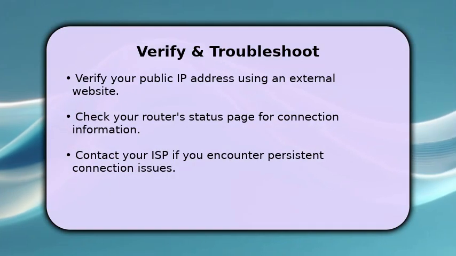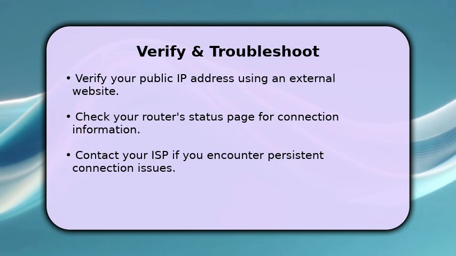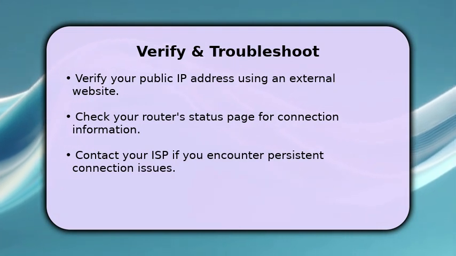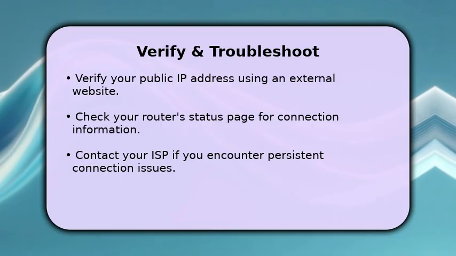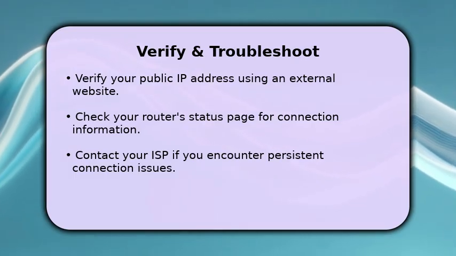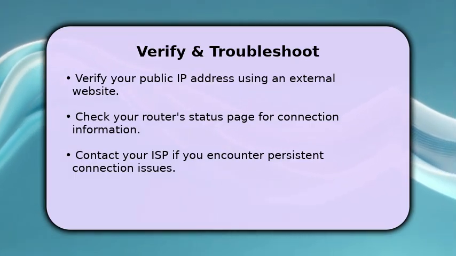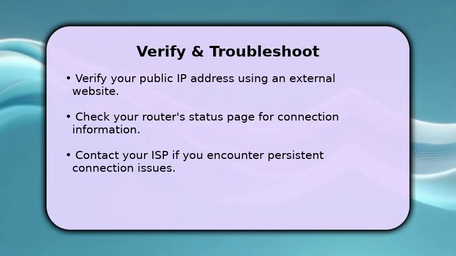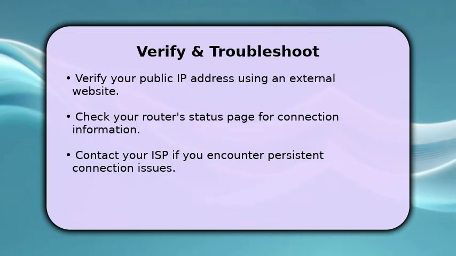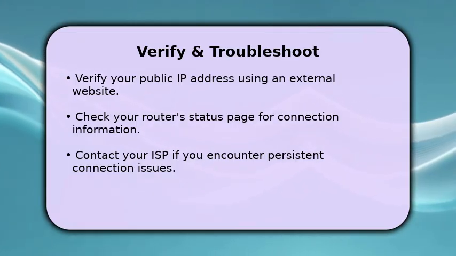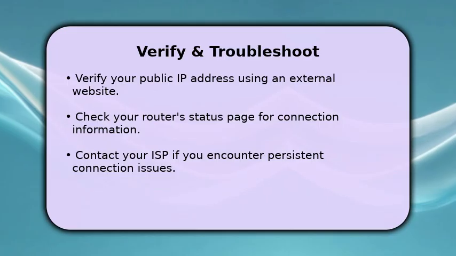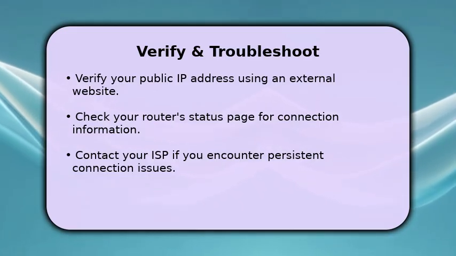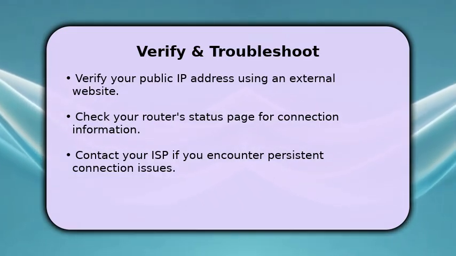After making changes, it's crucial to verify your new public IP. You can do this by visiting a website like What is my IP from a device connected to your network. Also, check your router's status page to confirm the WAN connection is active and displaying the correct public IP. If you face any persistent issues, don't hesitate to contact your internet service provider for assistance.